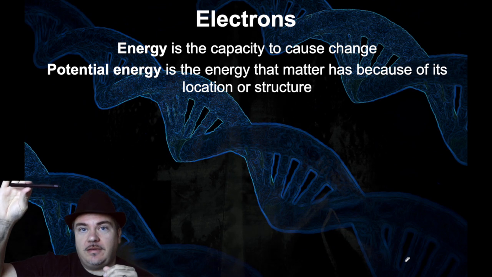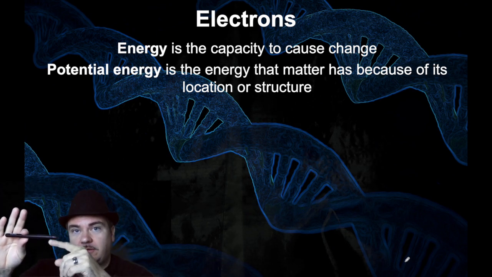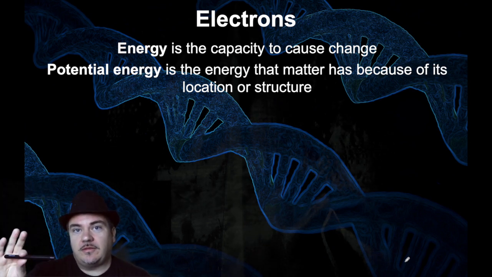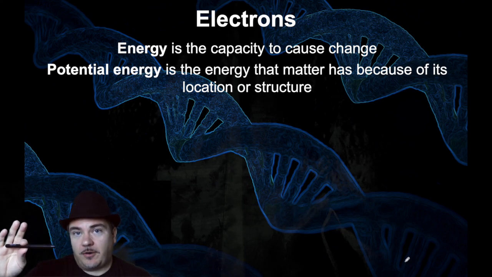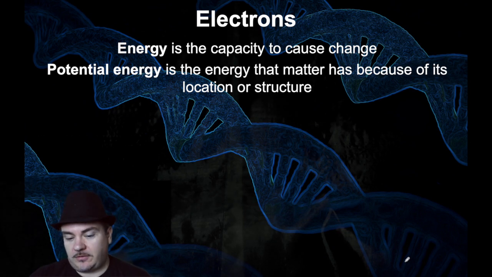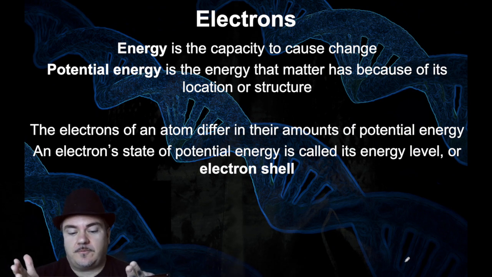Like if I'm holding it up here, it's storing more energy than if I were holding it down here, because down here has a smaller distance to fall, up here has a bigger distance to fall. So this is storing more energy, this is storing less energy. Okay, so this marker can store different amounts of potential energy. Okay, so why am I teaching about potential energy? Because it turns out that electrons are storing potential energy.